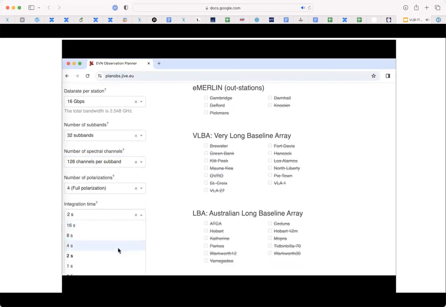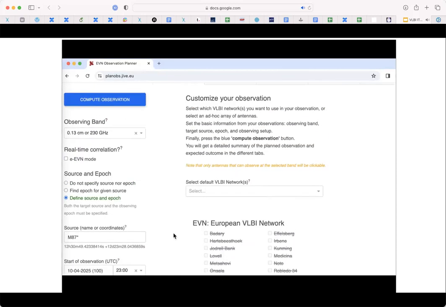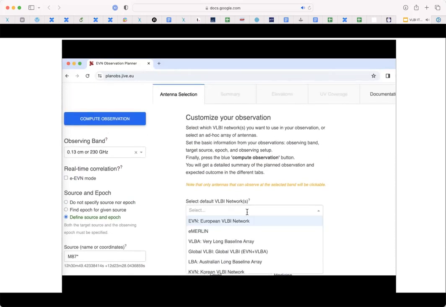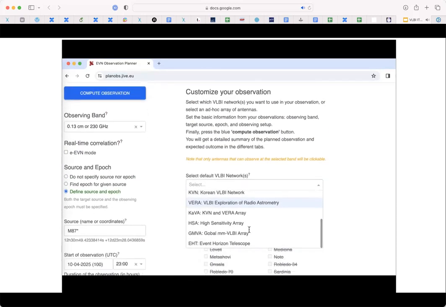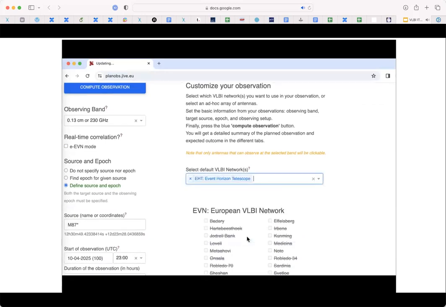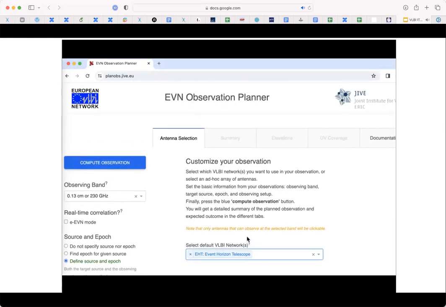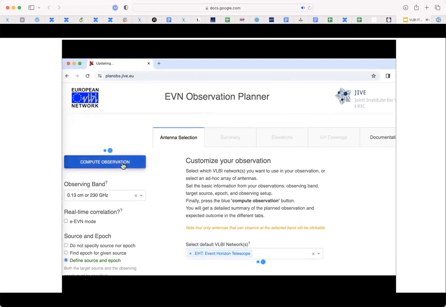Number of channels, polarization, and integration time. You can use these numbers as defaults once you've seen them. And then we go to our array, which is the EHT. This is band 6 again. Okay, so once this has all been selected, you click on Compute Observations, and you get a really nice summary that you can play with to optimize your observations.